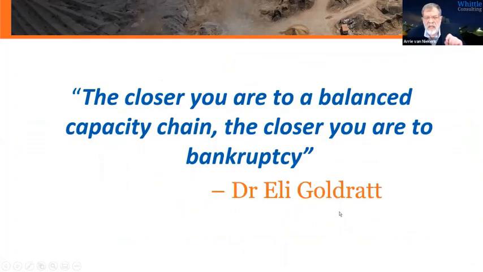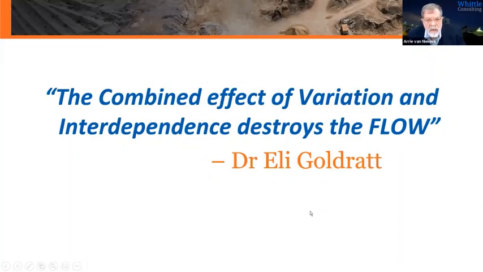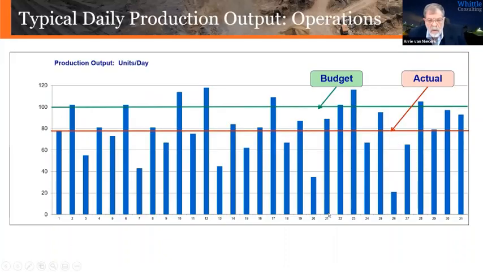And here's the real insight. The closer you are to a balanced capacity chain, the closer you are to bankruptcy. This is a quote from Dr. Eli Goldratt. And here's the reason. The combined effect of variation and interdependence destroys the flow. And the real dilemma is the interdependence, because in the interdependent chain, the weakest link determines the output of the chain. And that's why the systems will not deliver.